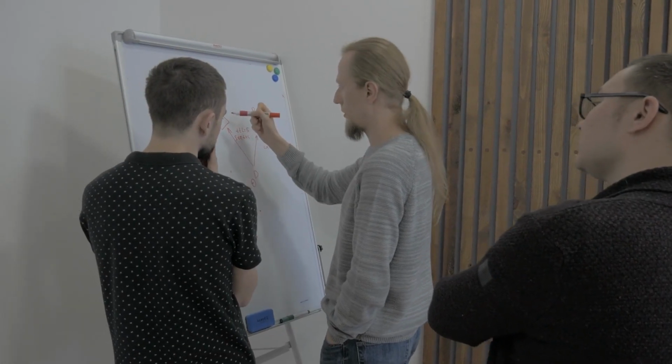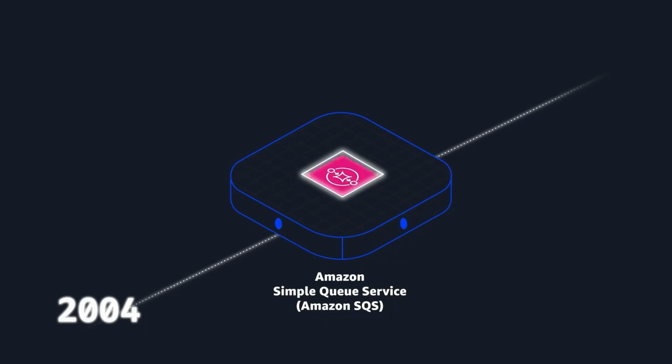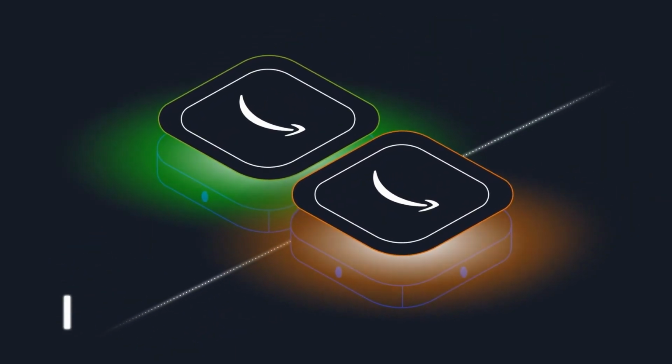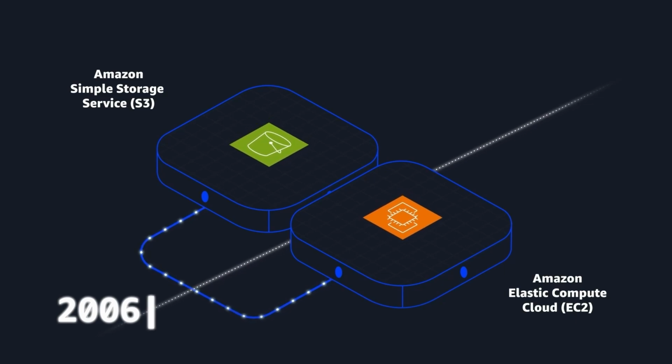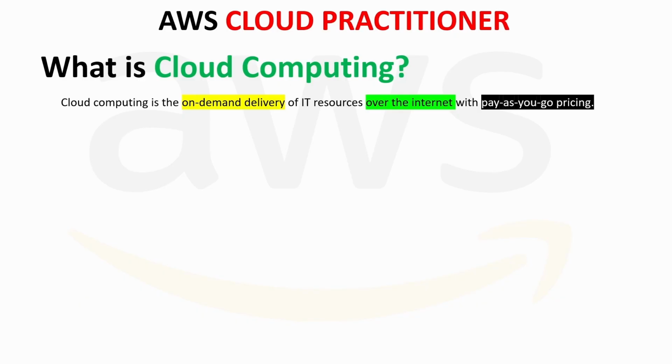In 2003, they realized these tools were a product in themselves. By 2004, AWS launched its first public service, SQS. By 2006, S3 and EC2 followed. What started as an internal solution for Amazon's growing pains turned into the world's leading cloud platform. So what exactly is the cloud? Here is the gold standard definition you need for the CCP exam.